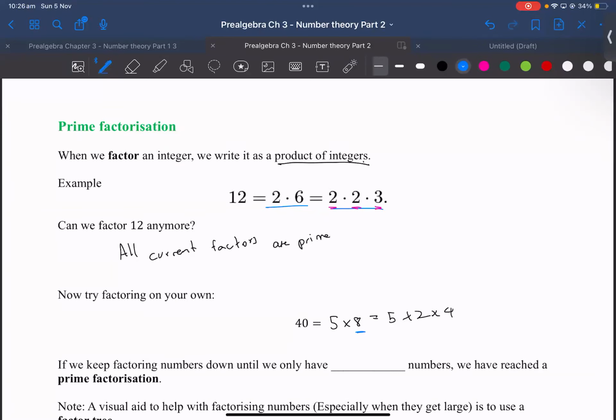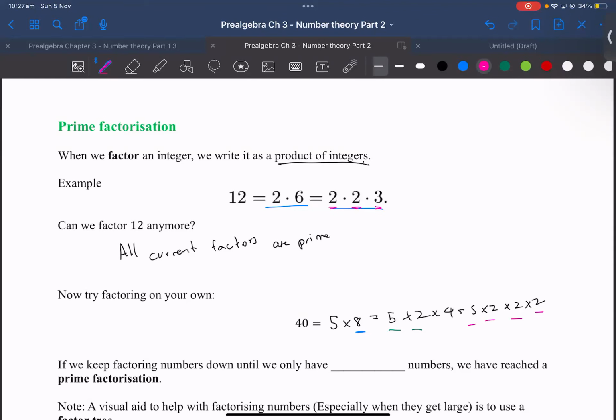Now I've got 2 numbers that are prime, 5 and 2, that I can't break down anymore. But 4 is not prime. What can I do to 4? 4 is 2 times 2. So I'll break it down again. It's 5 times 2 times 2 times 2. So now I've factored it as much as possible because all the factors here are prime.